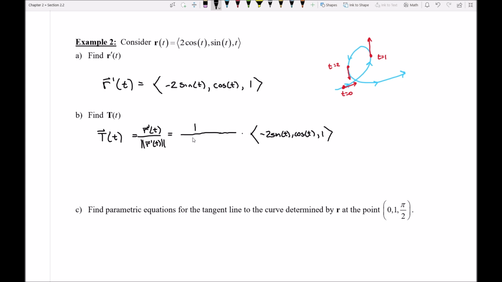All right, so for the norm part, remember I calculate that by taking the square root, and then I square each of the individual components. So here I'm going to end up with a 4 sine squared of t, a cosine squared of t, and a 1.